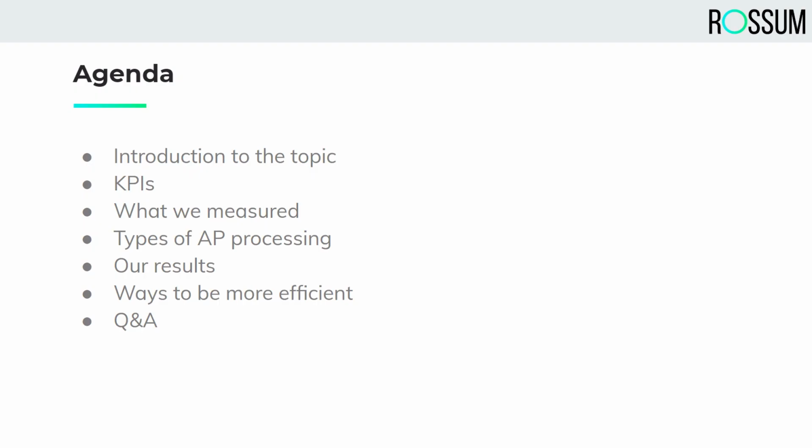Here's the agenda for today's webinar: an introduction to the topic of AP efficiency, the relevant key performance indicators, what data we measured for the analysis, the prevalent types of AP processing, the results of our analysis, ways to improve your efficiency, and a quick question and answer session.